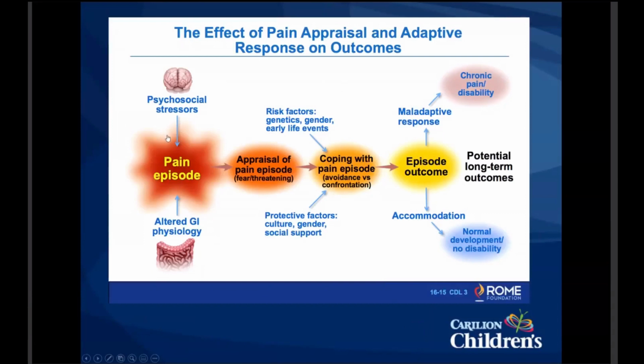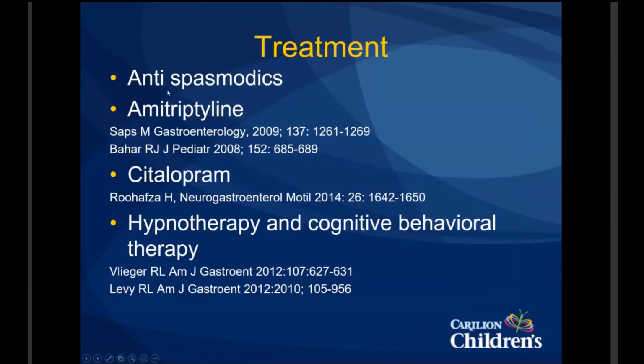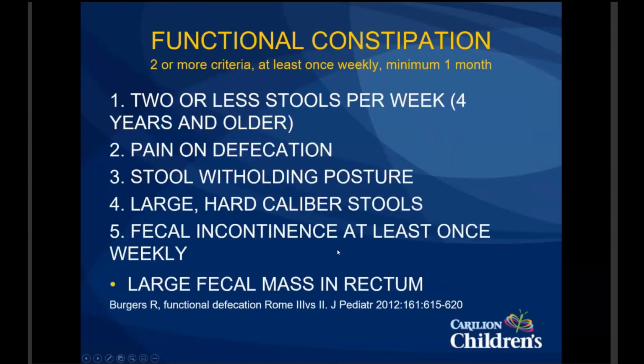So let's talk about the last 2 functional disorders. I have 5 minutes, and these are for functional constipation. Again, this is the garden variety constipation that you see in children who are toilet trained. There are 2 or more criteria for this. At least once a week, for at least a month, they have 2 or fewer stools per week, or pain on defecation, or stool withholding behavior, or very large caliber stools, or fecal incontinence. If you have any question, a rectal exam will show a big fecal mass in the rectum.